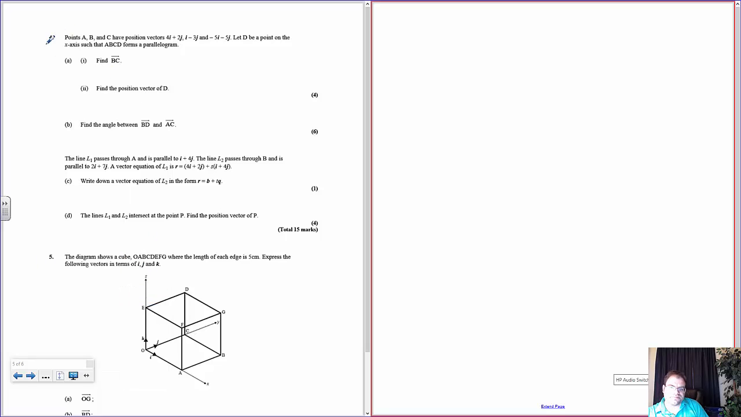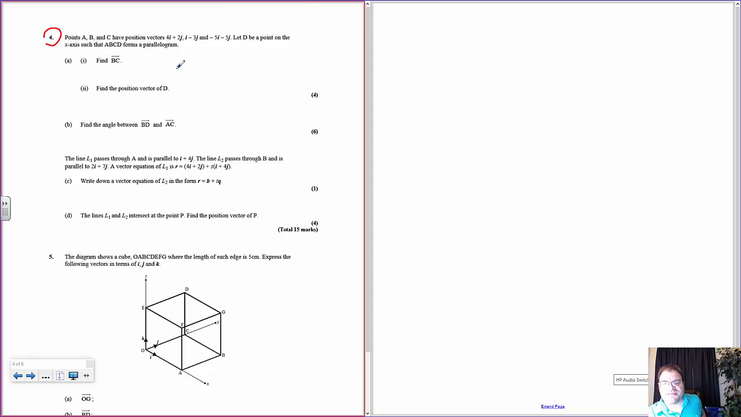All right, so number 4. Points A, B, and C have these position vectors. So right here, A, B, and C. They give you all of them. Let D be a point on the x-axis such that ABCD forms a parallelogram. Find the vector BC. That's really easy.